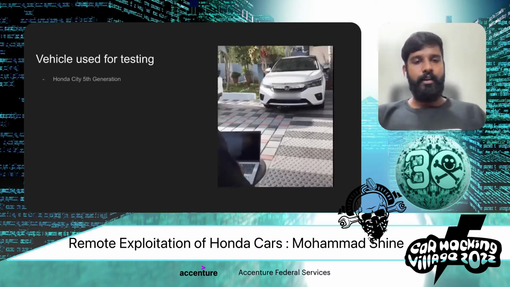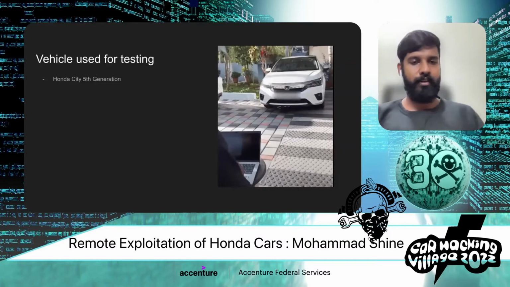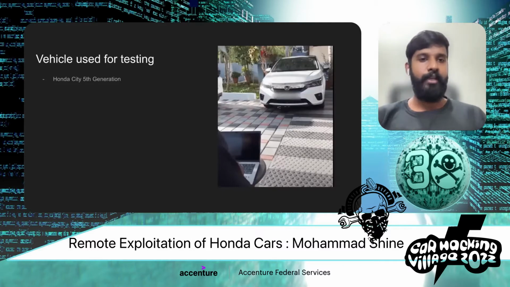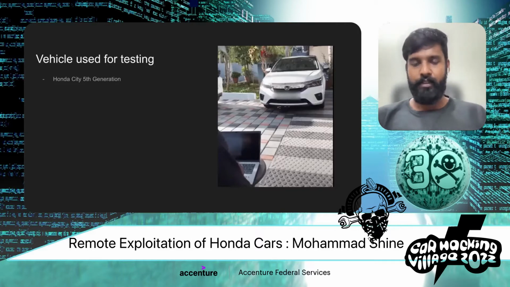So today I'll be talking about a vulnerability that I found in one of Honda's cars, and the vulnerability was in its API, which was connecting to the telematics control unit of the car. I could hack into the API and gradually into the car. The car is the Honda City 5th Gen.